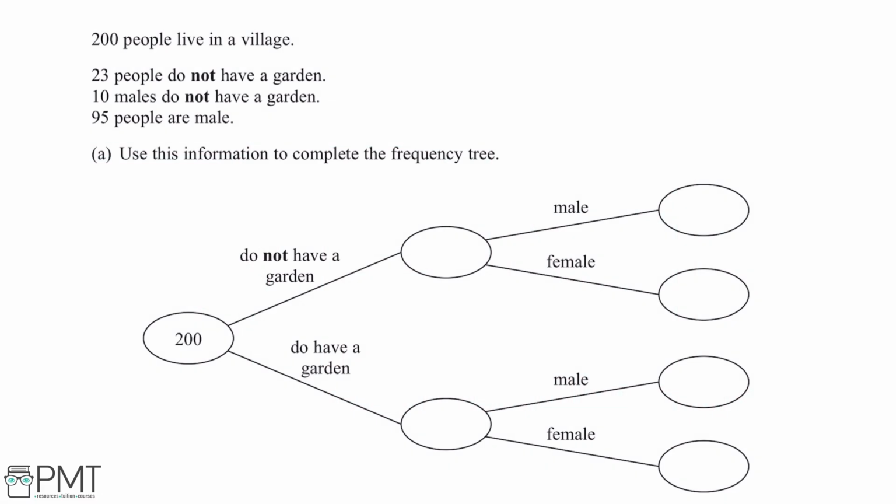200 people live in a village. 23 people do not have a garden. 10 males do not have a garden. 95 people are male. Use this information to complete the frequency tree.